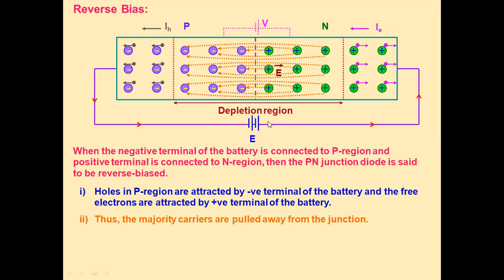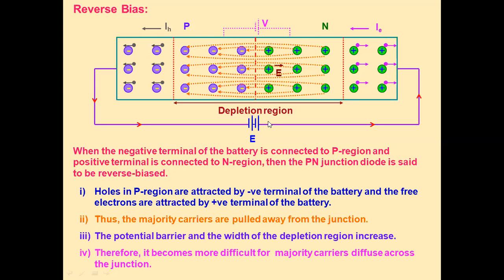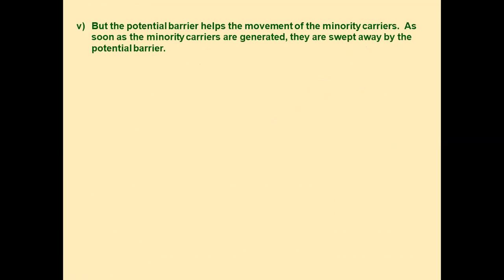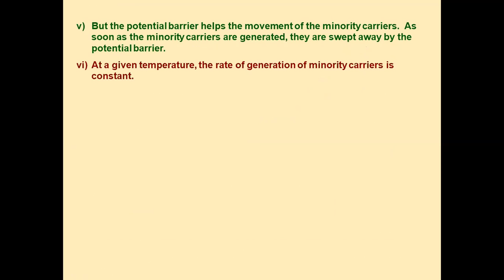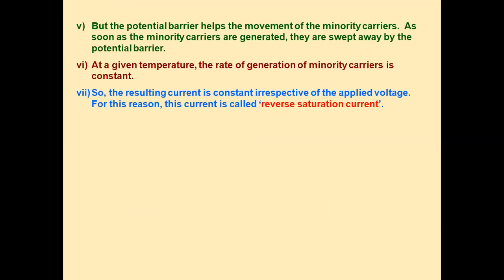Thus, the majority carriers are pulled away from the junction, and due to this, the potential barrier as well as the width of the depletion layer increases. Therefore, it becomes more difficult for the majority carriers to diffuse across the junction. But the potential barrier helps the movement of minority carriers, and as soon as these minority carriers are generated, they are swept away by the potential barrier. Then at a given temperature, the rate of generation of minority carriers remains constant.